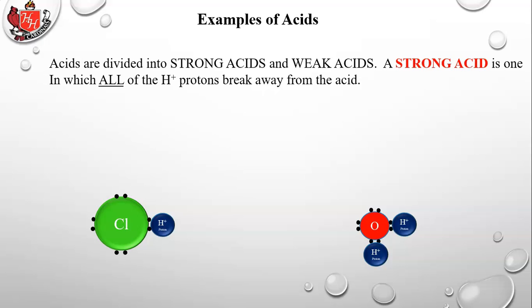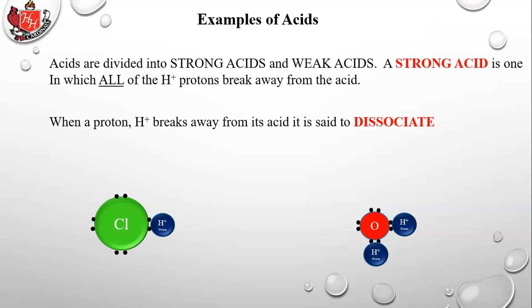Acids are divided into strong acids and weak acids. The definition of a strong acid is that a strong acid is one in which all of the H+ protons break away from the acid. 100% of them. If you throw 100 molecules of hydrochloric acid into water, every single one of them, that H+, is going to break off. If you throw 1 million of them into water, all 1 million of those H+ will break off and be attracted to the water molecule. So when a proton H+ breaks away from its acid, it is said to dissociate. So get used to that word, dissociate. It means break apart.